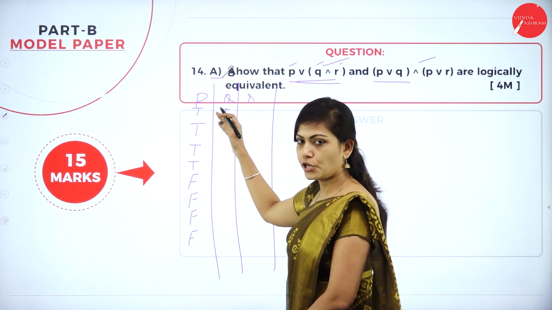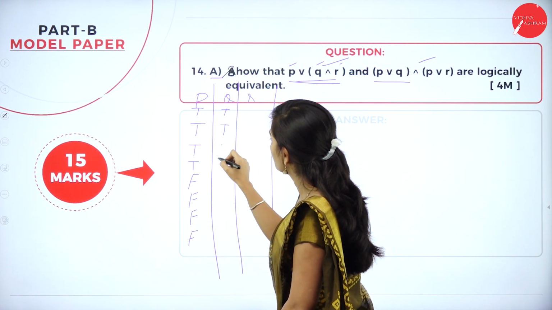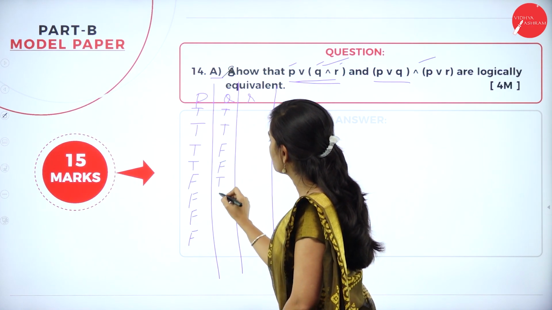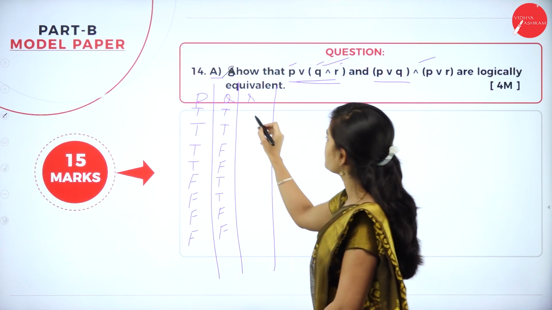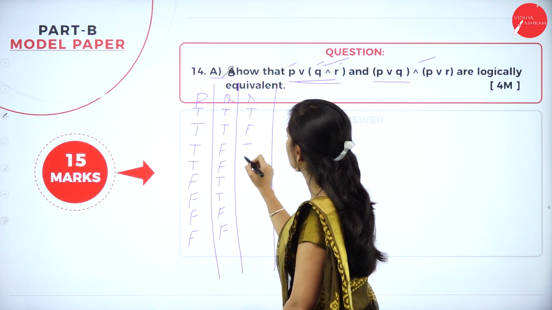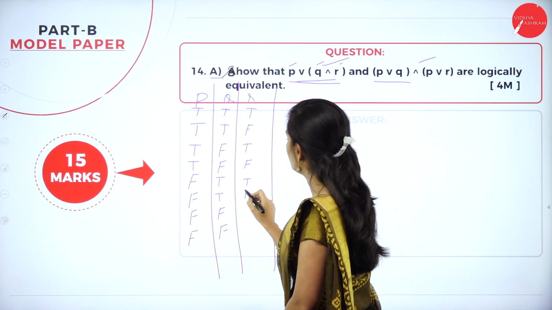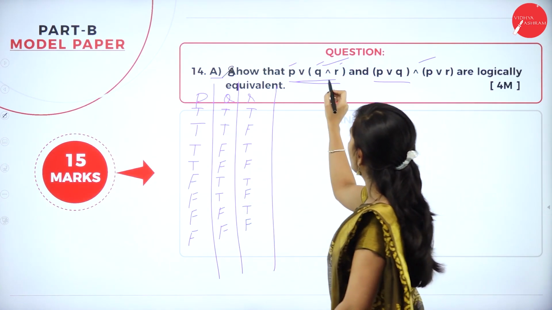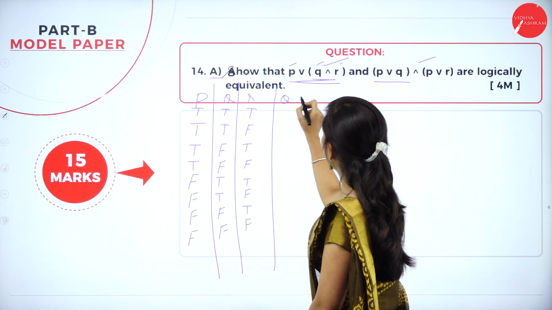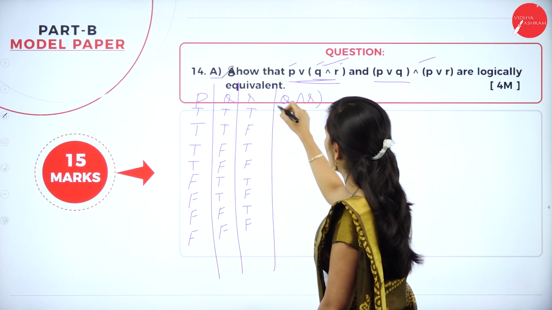Next is for the Q variable: true, true, false, false, true, true, false, false. And for R: true, false, true, false, true, false, true, false. Is it clear? Now, I'll find out Q and R.